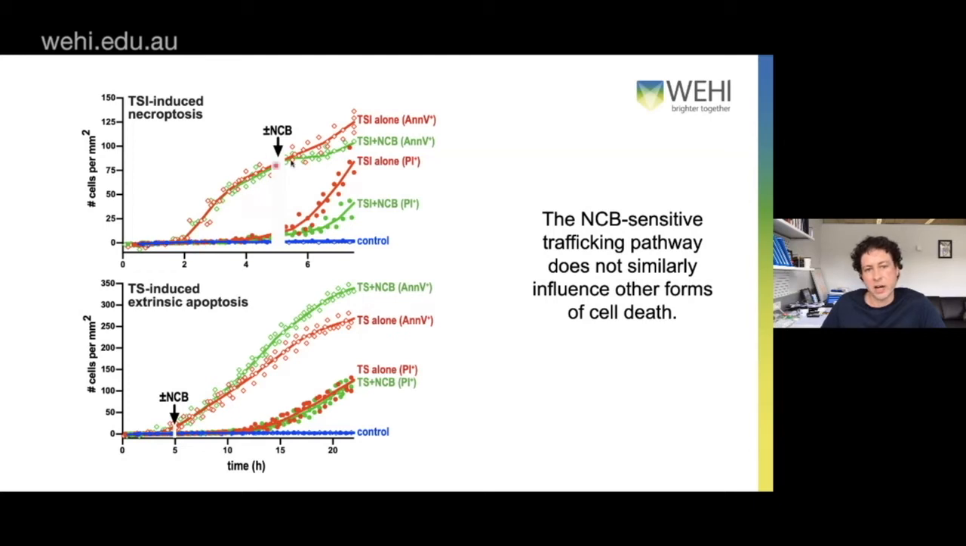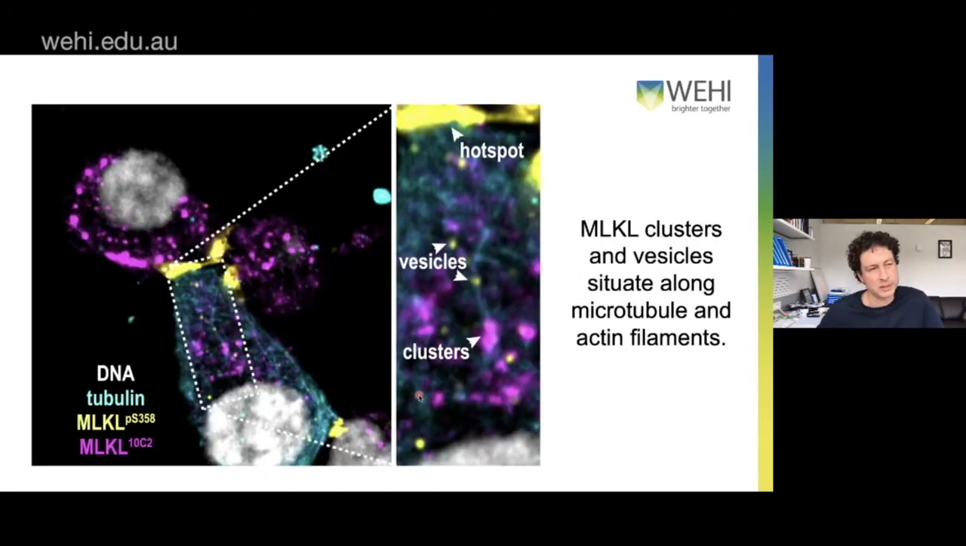Here you're looking at now on an IncuCyte, you're looking at the annexin binding, which happens earlier, and cell death in PI. And if you inhibit necroptosis, as I showed before, you slow the further binding of annexin and the onset of cell death in necroptosis. You do not see the same trends with extrinsic apoptosis, which is probably the closest cousin to necroptosis. So it's a trafficking pathway that seems to be selectively used for necroptosis.